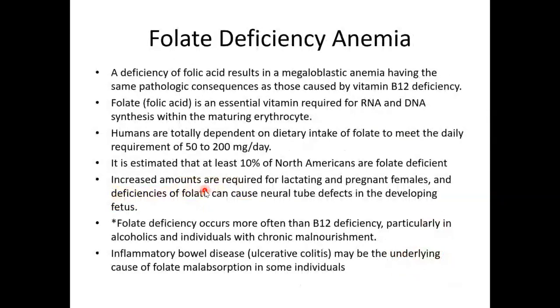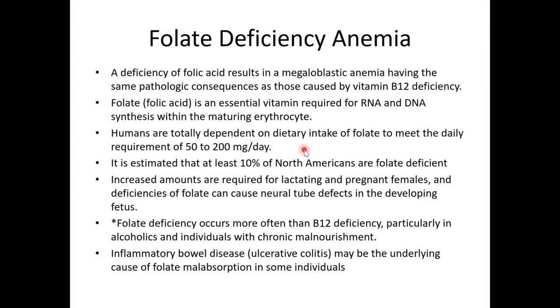So the second one I want to talk about is the folate deficiency anemia. A deficiency of folic acid results in a megaloblastic or a macrocytic anemia. Remember, these terms can be used interchangeably. It has the same pathologic consequences as those caused by vitamin B12 deficiency. So they're both deficiencies that certainly have consequences which lead to a macrocytic anemia. Folic acid is an essential vitamin required for RNA and DNA synthesis within the maturing erythrocyte. So you've got to have folic acid, you've got to have B12, so this erythrocyte can mature.